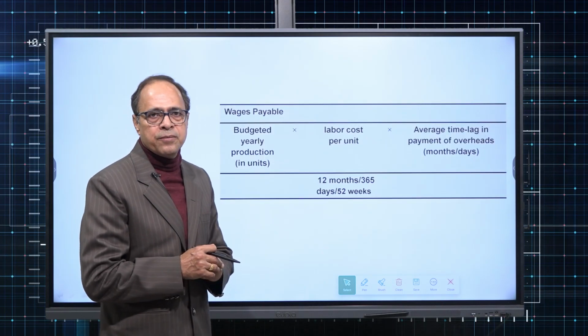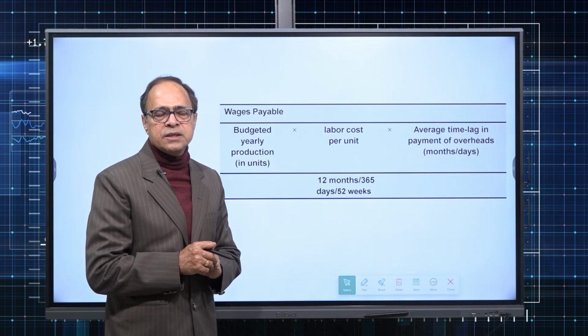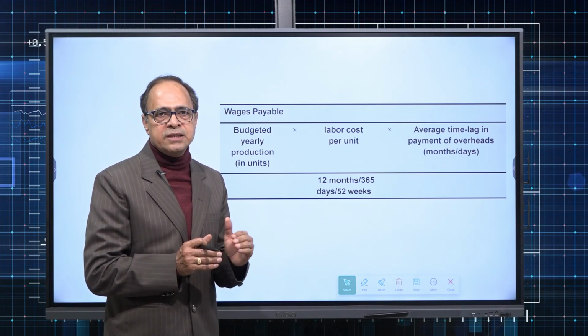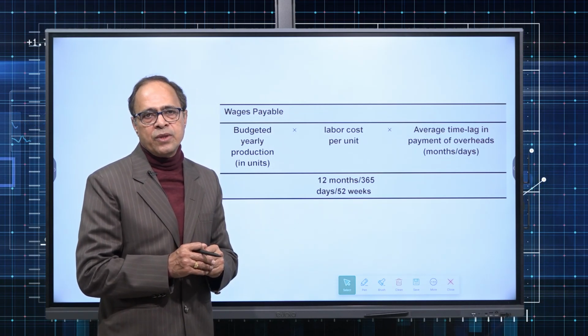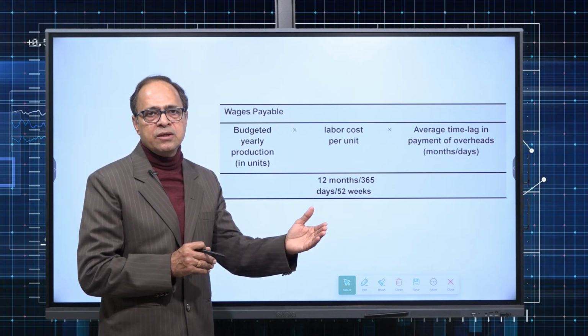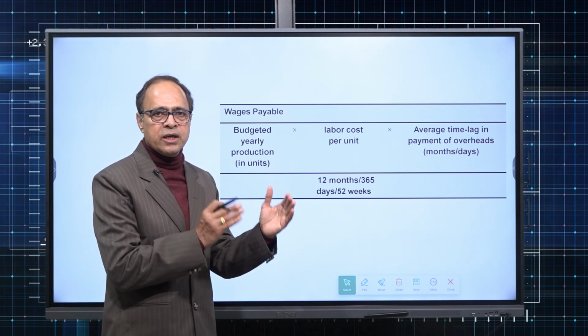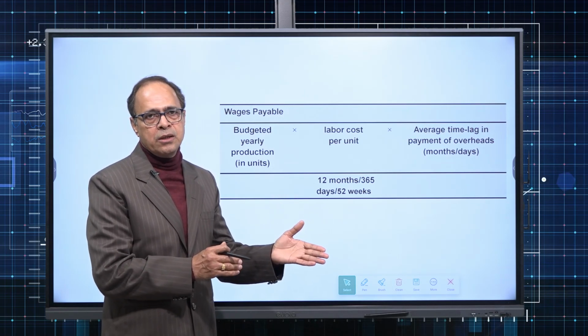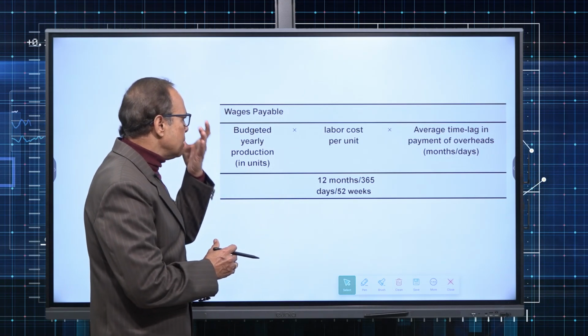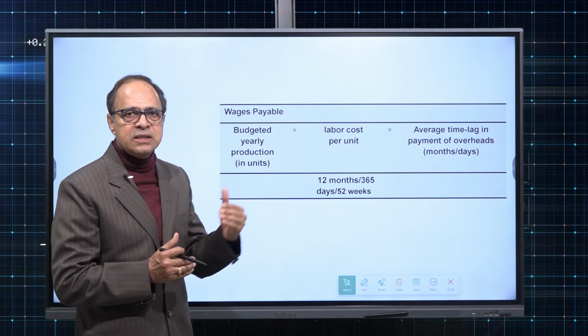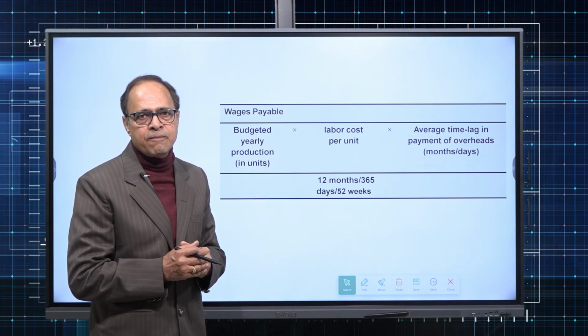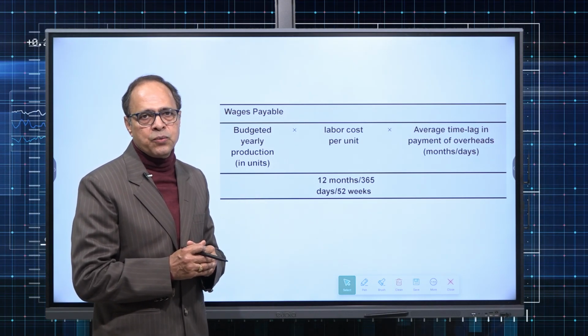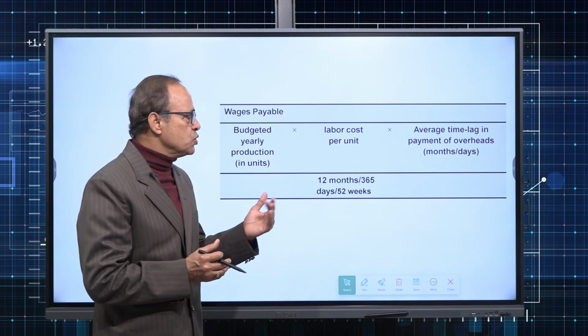Then wages payable. Wages payable means we never pay wages every day as and when earned. It is paid at the end of the month. So employees or workers have worked for the month or one fortnight, and then we pay them. Therefore, there is always some time lag. Time lag means delay in the payment of wages. That will be specified to you. If it is specified, use that.